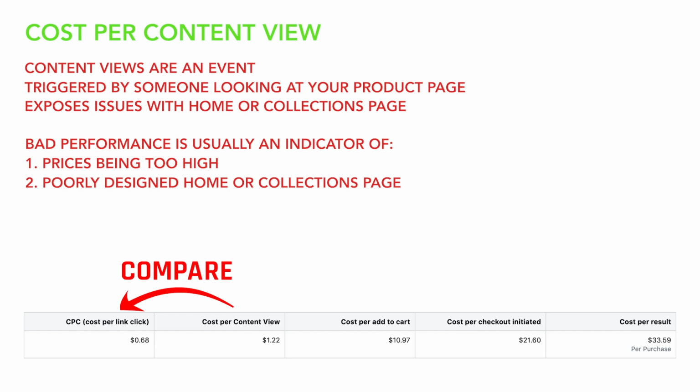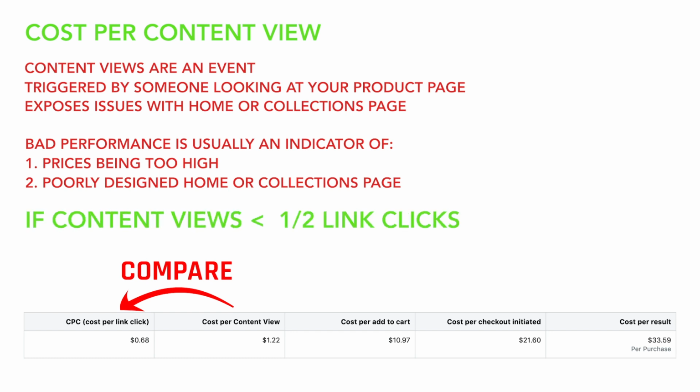So if you're noticing a big drop off from the number of link clicks to the number of content views, like less than half of all link clicks turning into content views, try lowering your prices a bit.